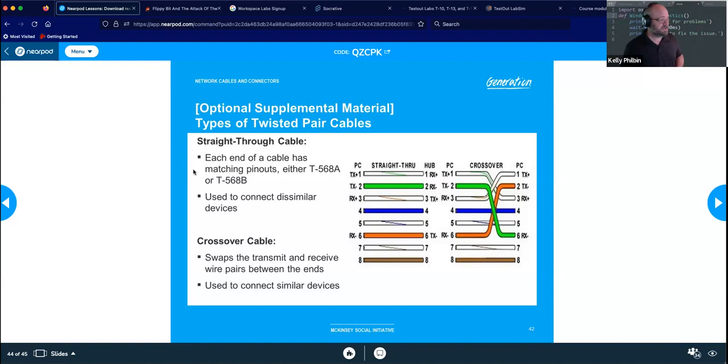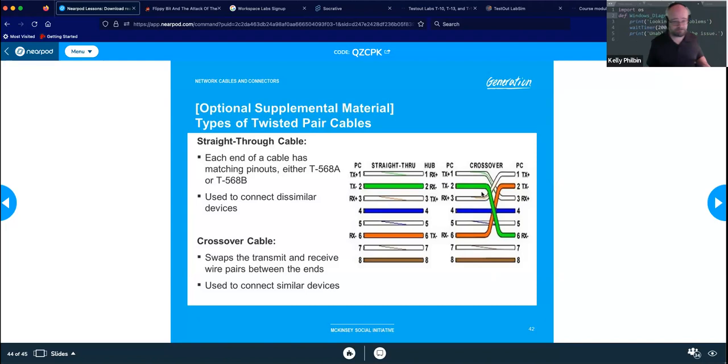So you have a straight through cable and a crossover cable. This problem has been corrected, but you needed to really pay attention to crossover and straight through cables. Just like if I wanted to connect two computers together, I need a crossover cable. If I wanted to connect two switches together, I would need a crossover cable as well.